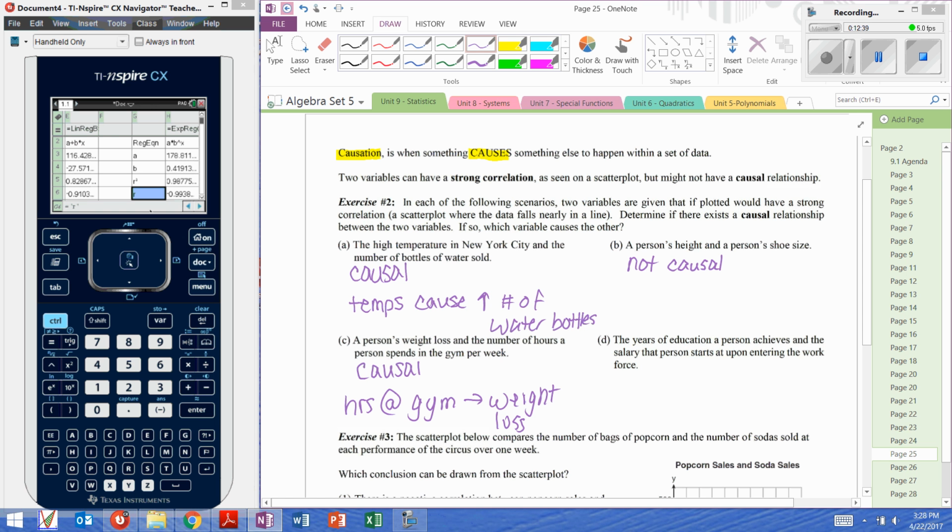Okay, and D, so the years of education a person achieves and the salary that person starts at upon entering the workforce. Sadly, this is not a causal relationship. And let that be a lesson to all of you. Don't spend too much time at college, because even if you spend 7 years there, it doesn't necessarily mean that you are going to make an awesome salary coming out.